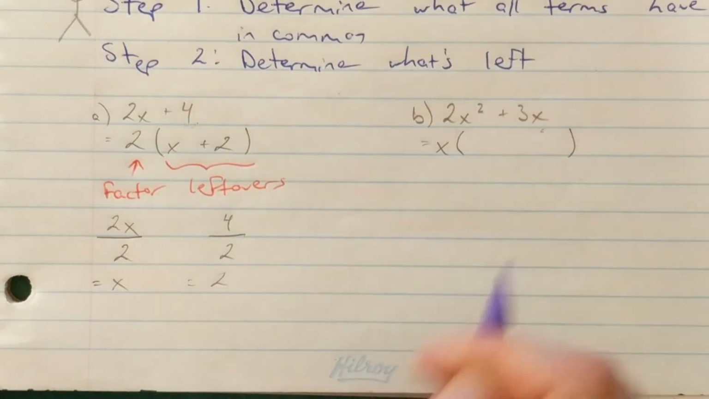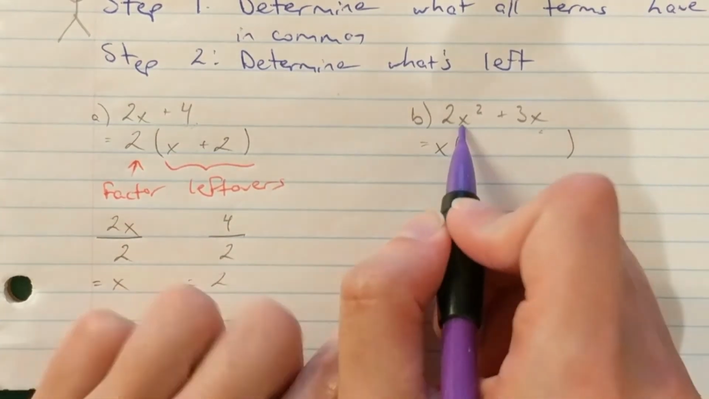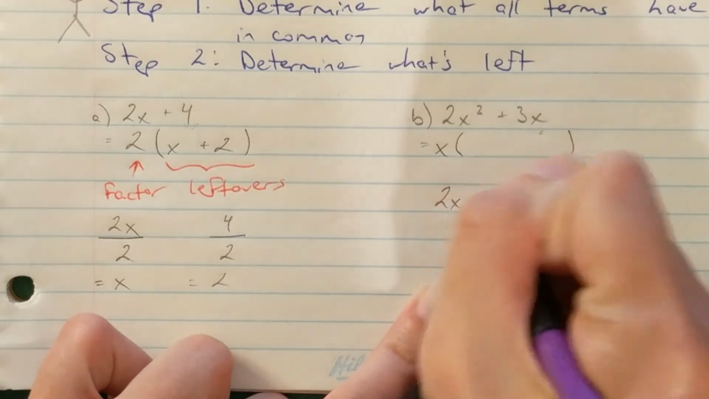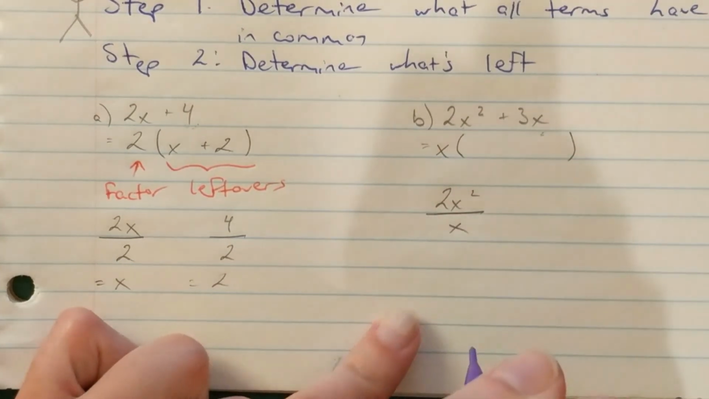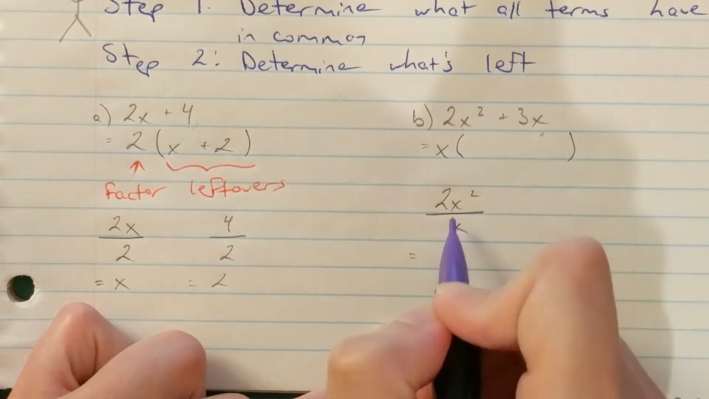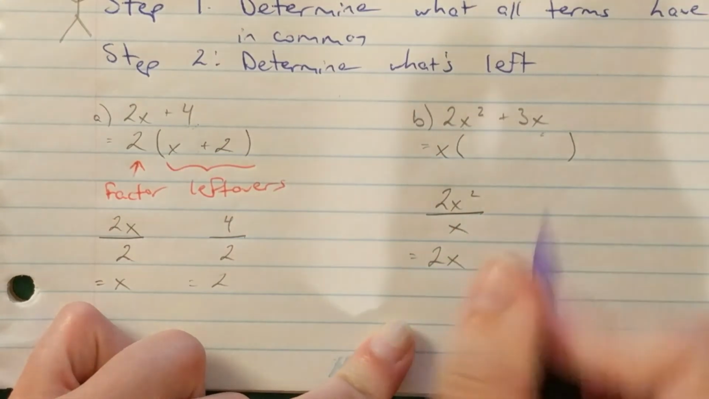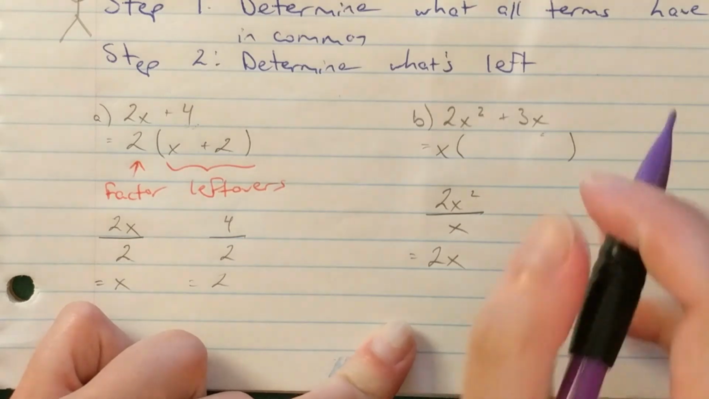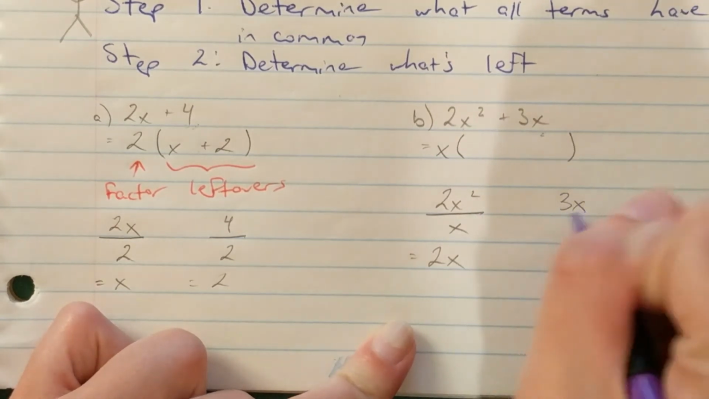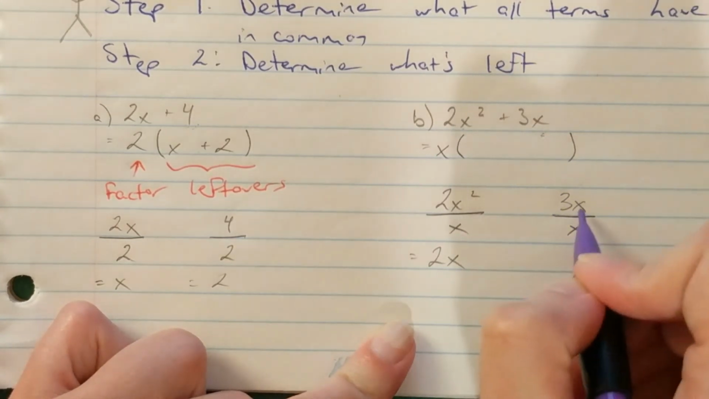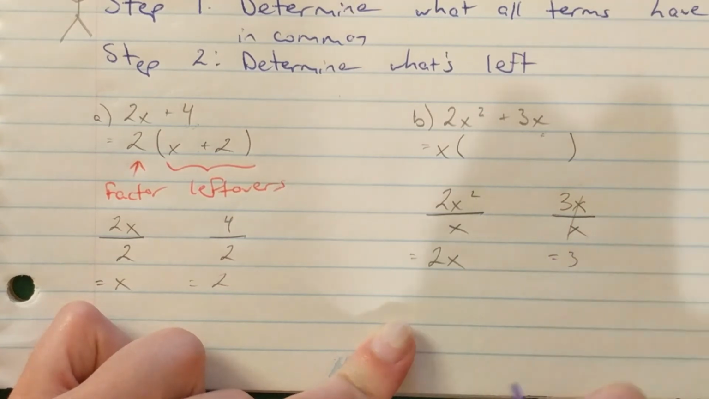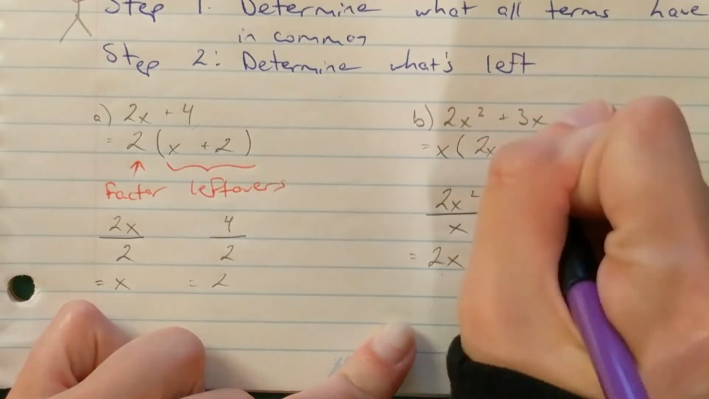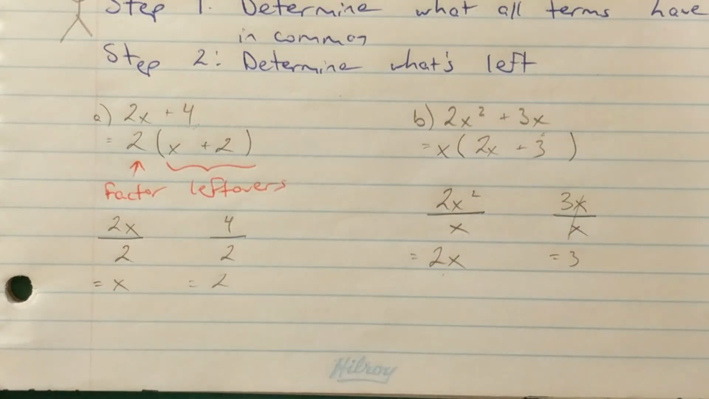Now it's time to find my leftovers. Recall that we have to do the term divided by what we managed to factor out. 2x squared divided by x leaves me with 2x, because x squared divided by x is just x. Then I need to do 3x divided by x. The x's cancel out, I'm left with 3. So we have 2x plus 3.